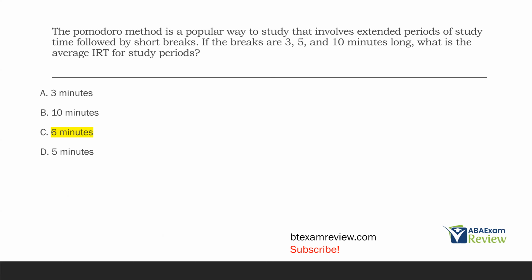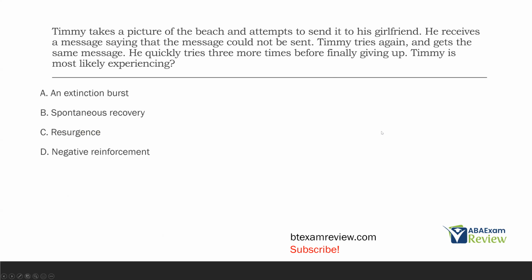This question involves a couple of things. You have to know what IRT is. You have to know how to find it. And you also have to know how to find an average. If you don't know how to find an average, you must learn. Not hard. It takes a little practice, but you have to be able to do it as an RBT. You also have to find totals, rate, averages, all these things, okay? Yes, it's math, but you have a calculator on the exam, and as long as you understand the concept, it's not too bad. So what is our average IRT for study periods? Well, C, 6 minutes.